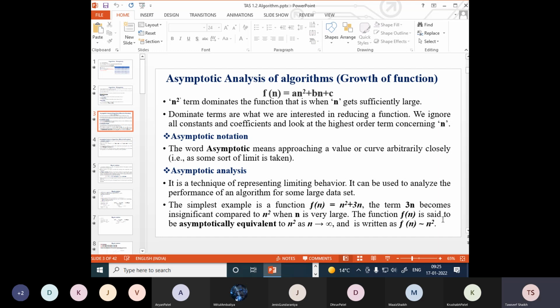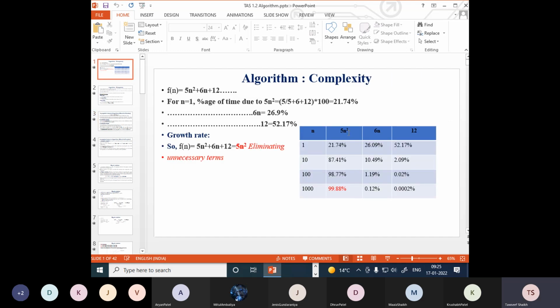So the function f(n) is said to be asymptotically. Asymptotically का वही मतलब है जो approximately का है. जैसे हमने बोला उस previous example में जहां table हमने draw किया कि the 5n square takes approximately 100% of the CPU time. No doubt it is not exact.